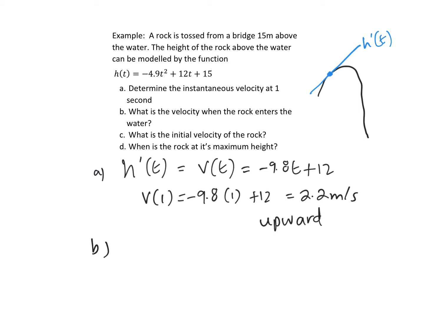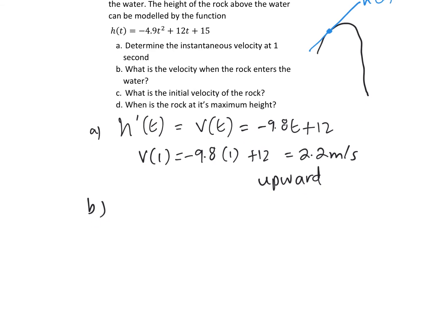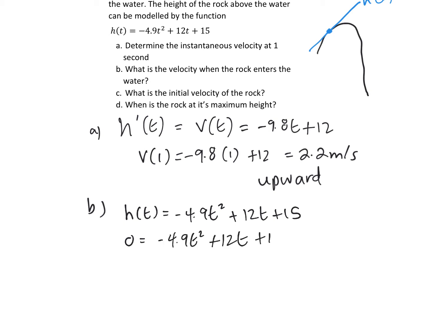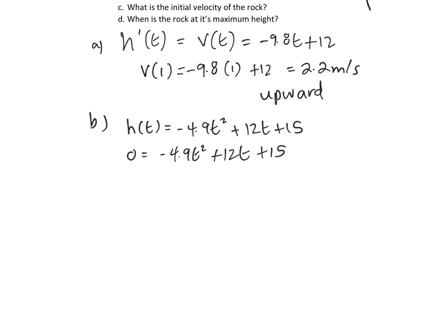B says, what is the velocity when the rock enters the water? So in order to determine when it enters the water, we will need to solve for height when height is 0. Because we can't find the velocity until we know at what time it hits that water. So we'll substitute in 0 for height. And then we will use the quadratic formula to solve for x, since it's not factorable. So we'll just plug these numbers into the quadratic formula.